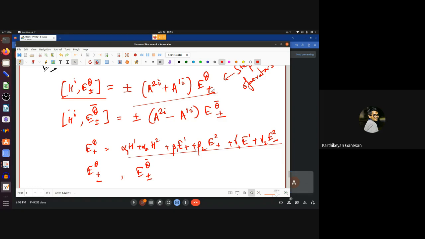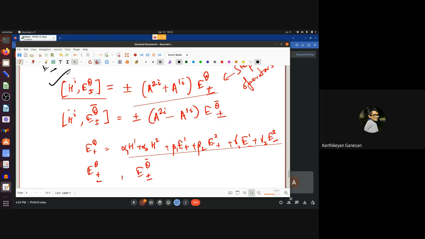Now let's assume that it's like this. And of course, we also assume that H_i times E_theta plus-minus is going to be this, because we already know that has to be. This one we know has to be, because this is just a consequence of the Jacobi identity. Clear?